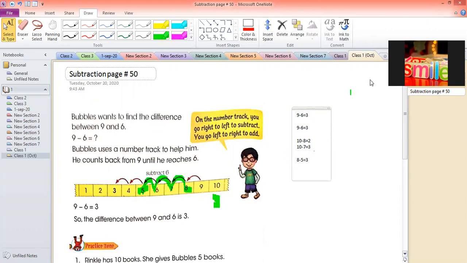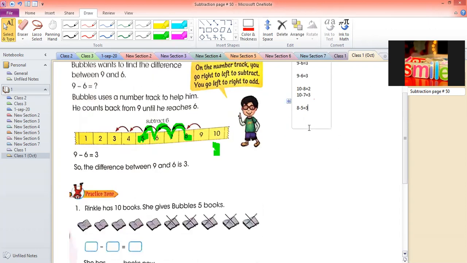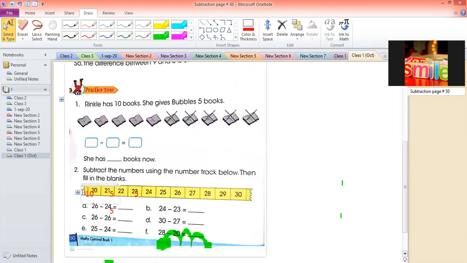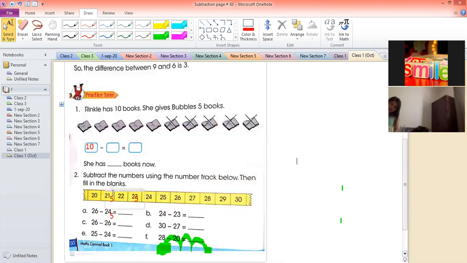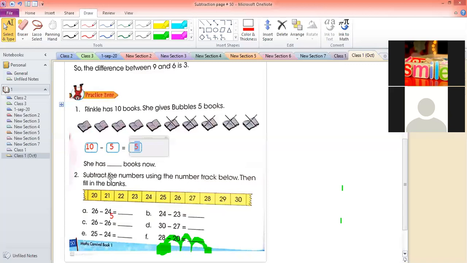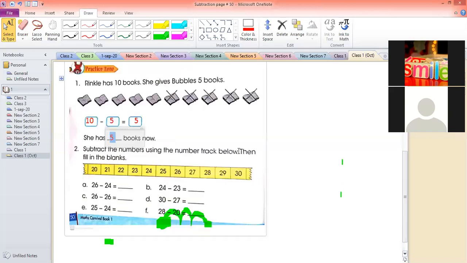Now let's come to the exercise and we'll check. Wrinkle was having 10 books, so this was 10. This was 5. This was 5 and this was also 5. Now 26 minus 24. You have to minus 24 from 26.